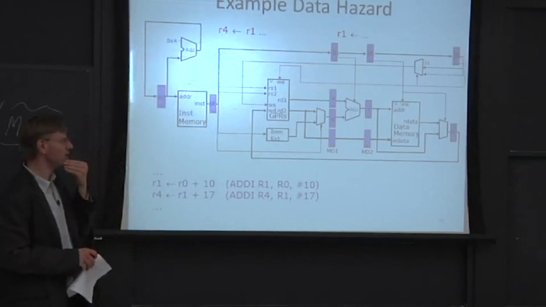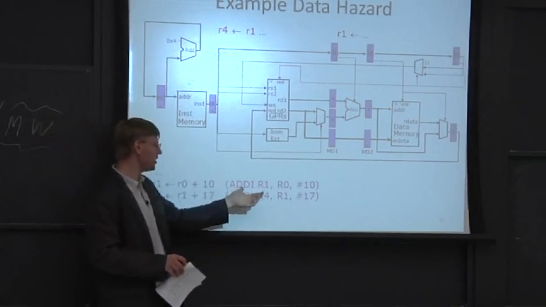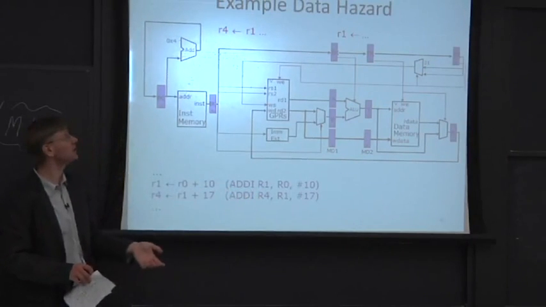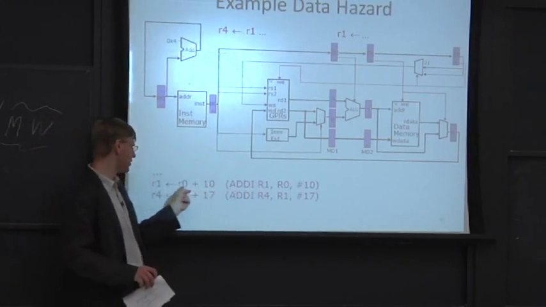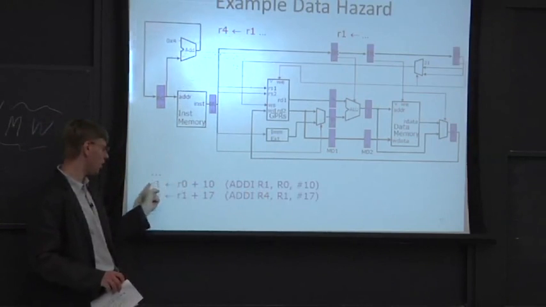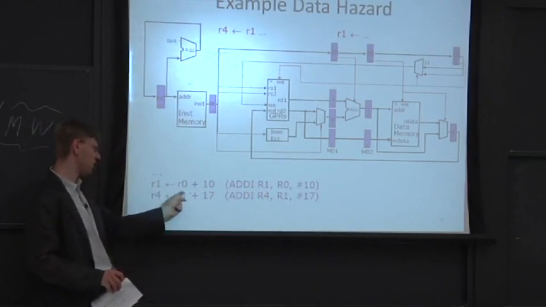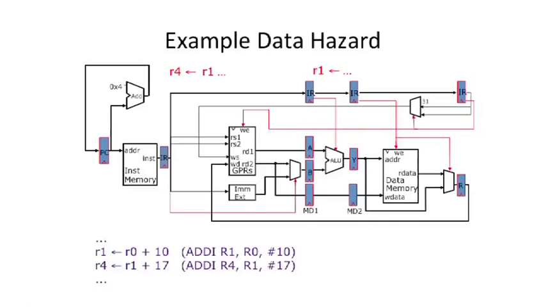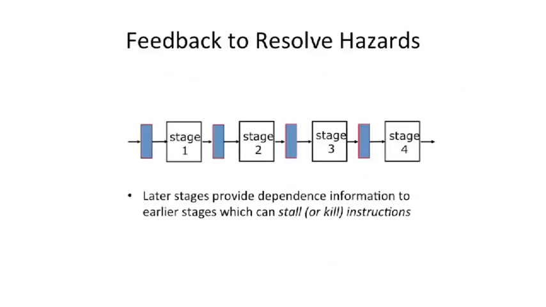That's not good. So if you were just to play this without any stalling or interlocking, you'll actually have the second instruction read the old value of R1 and not the new value that we want it to read. So we need to think about this a lot harder. Yeah, R1 is stale. Oops, we made a mistake. So how do we go about resolving these hazards?